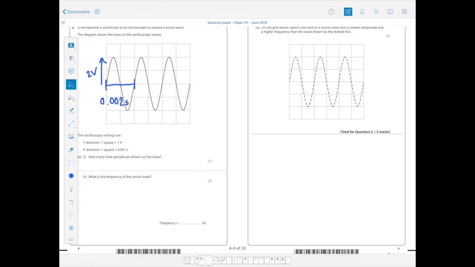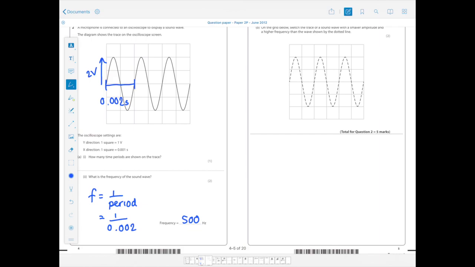So there's the first wave, and you can see that repeats 3 times, which is why the answer here is 3. And what is the frequency of the sound wave? So frequency is given by f, which is 1 over the time period. So we simply do 1 divided by 0.002, which gives us a value of 500, and they've already given us the units, which is in hertz.